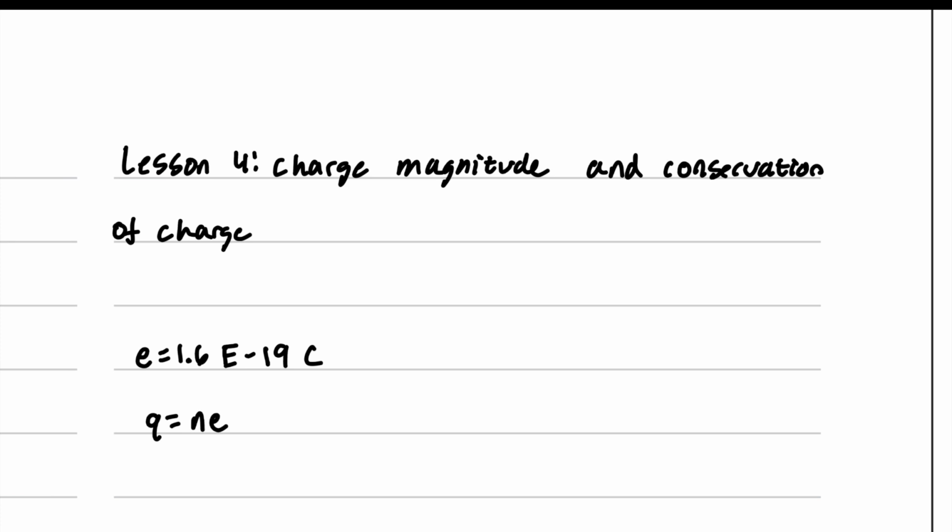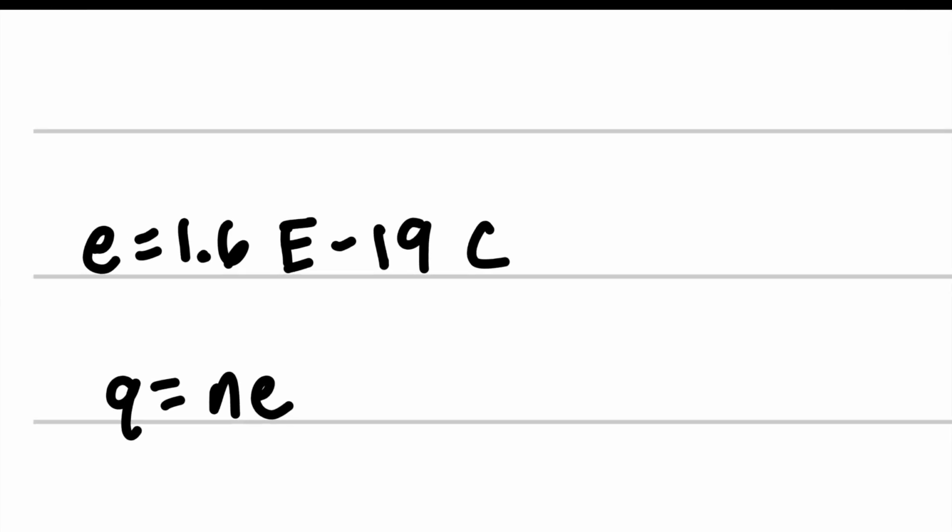So first, charge magnitude. We mentioned it in lesson 3, but you're going to see this a lot. The charge of an electron is represented by the letter e, and it has a charge of 1.6e-19 coulombs. If you want to be really technical, it's a negative number, and that of a proton is the same magnitude, 1.6e-19 coulombs.